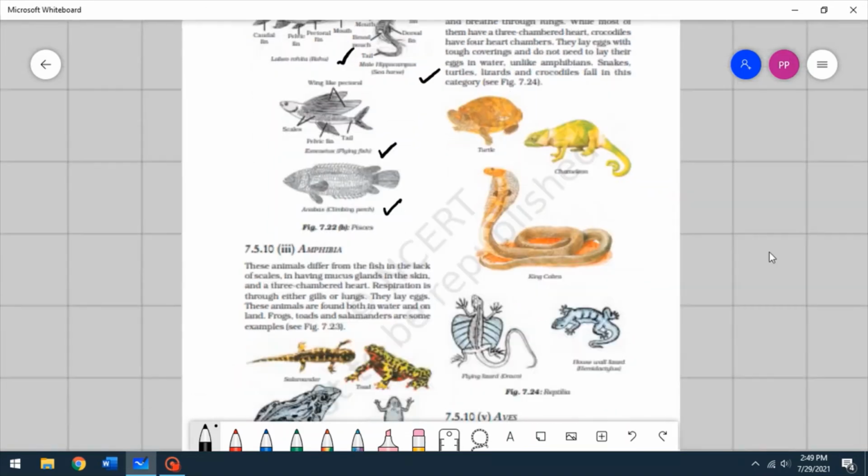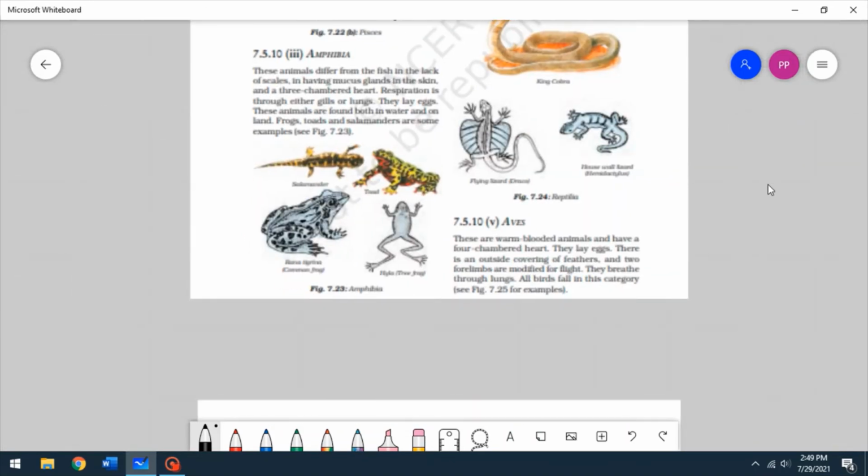And then we have amphibia. That's the third class of the phylum Vertebrata, which is the 10th phylum of the kingdom Animalia. These animals differ from the fish in their lack of scales, so they don't have scales, and they have mucus glands in their skin and then they have a 3-chambered heart. Fish had 2-chambered hearts. Amphibia have 3-chambered hearts.